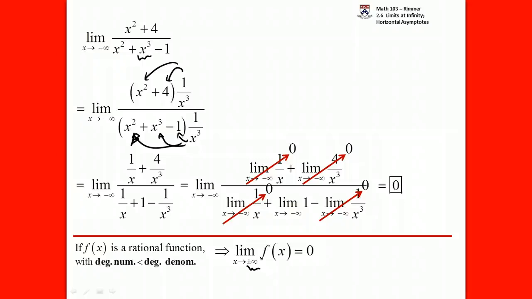Know the algebra because the third version of it, when the degree of the numerator is more than the degree of the denominator, then you need the algebra. There's no way to say exactly what the answer is. At least you know that it's either infinity or negative infinity, but we can't nail down which one it is without going through the whole algebraic approach.